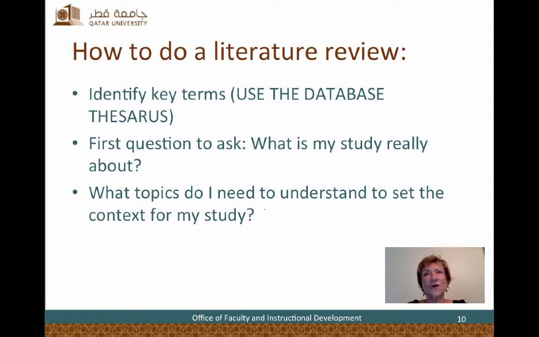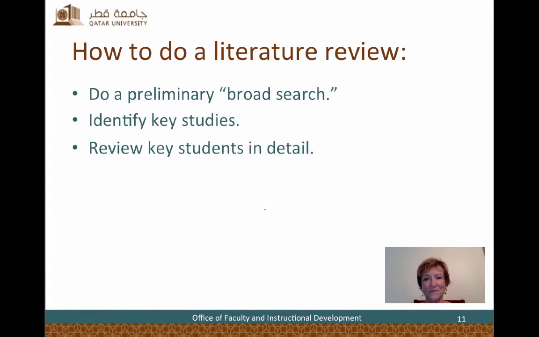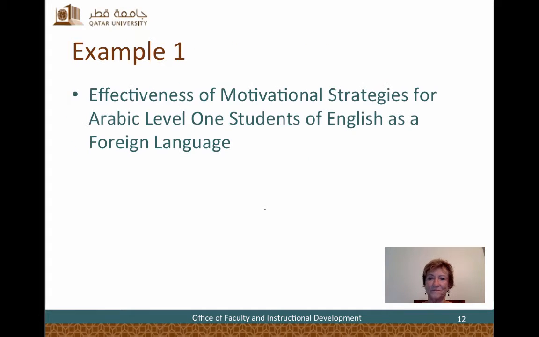So use the thesaurus, find the terms that match your terms that are the ones that are going to call up the literature. So first ask, what is my study really about? What topics do I need to understand to set the context for my study? Do the preliminary broad search, identify key studies, and review the key studies in detail. For example, I pull this up, Effectiveness of Motivational Strategies for Arabic Level 1 Students of English as a Foreign Language. Where do I start for the literature review?